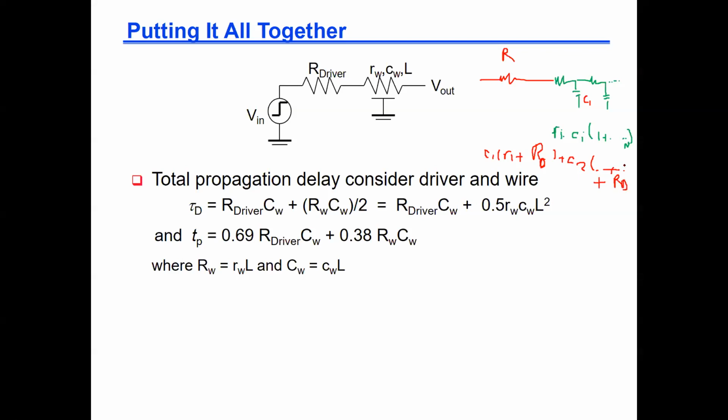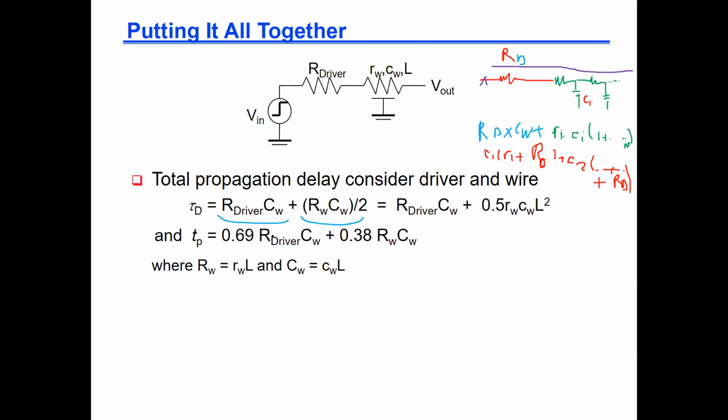Meaning the R driver, because it is on the full path going from the input to the output, all the capacitors will see it. So in the end I will end up with a term which really is whatever we derived before plus R driver multiplied by all the capacitors, meaning multiplied by their sum, meaning multiplied by C wire. Okay, so the time constant from the wire will remain the same, R wire times C wire over 2, but I will get an additional term, which is R driver times C wire.